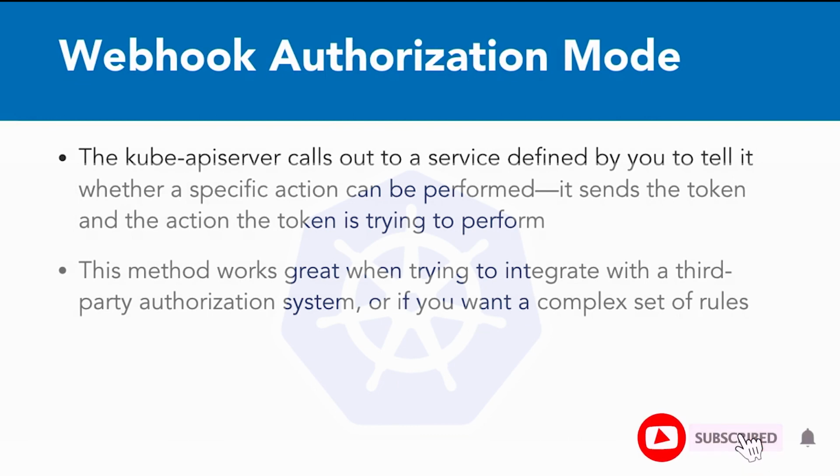The webhook mode for authorization, like the authentication webhook mode, allows you to define what permissions are allowed for a specified user. The Kube API server will send a request with the user and resource attribute data to a remote server that you define that interprets the request and defines whether a request is allowed or not. This method works really well if you're trying to integrate with a third-party authorization system, or if you want a complex set of rules.